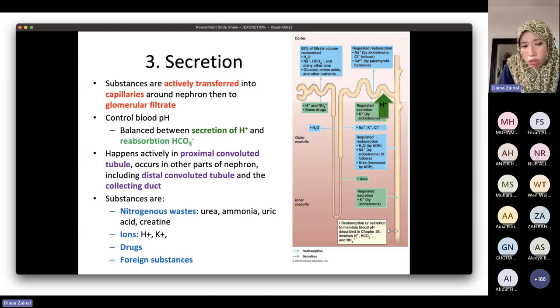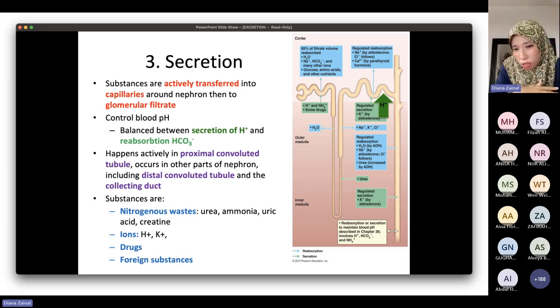Drugs tu, as I said, bukanlah drugs yang narkotik tu. It's like you eat your Panadol ke ubat sesama ke, those are considered drugs as well. And it needs to be secreted out from your body. So kalau tengok kat sini, this is the proximal.